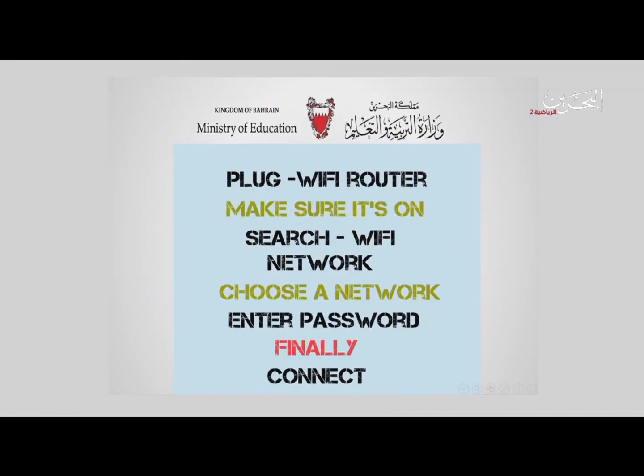So, plug the Wi-Fi router. After that, we have to make sure that it's on and it's working. We need to search for the Wi-Fi network. We have to choose a network. We have to enter the password. Finally, the last stage is to connect with the network that we have already searched for.